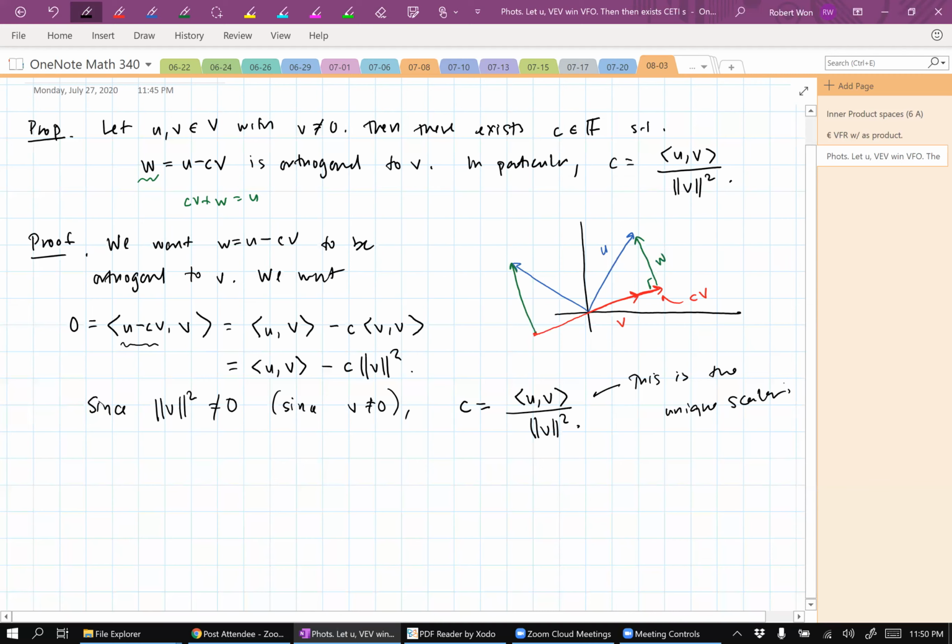Okay, and this seems like kind of a technical result. Right, it seems like, okay, well, why do you care about this? We can use this to prove a really fundamental result, which is important in many, many fields of mathematics. You may have even heard the word before. It's called the Cauchy-Schwarz inequality.